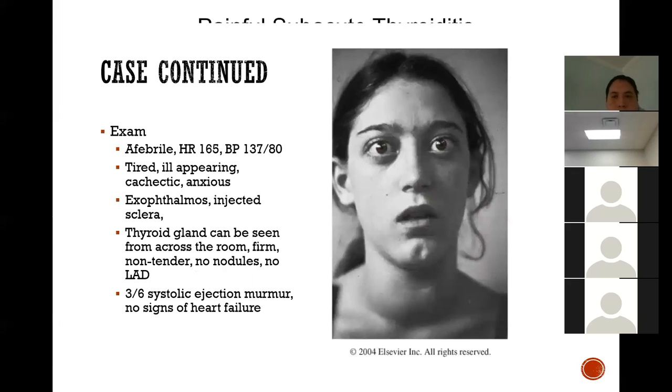On the thyroid gland, you can see it. I mean, it's just a beautiful butterfly thyroid gland right across the room. You can see it poking out. It's very firm, which is very common for Graves' disease. Usually symmetric, usually non-tender, and usually you're not going to feel any nodules or lymphadenopathy either. She also was noted to have a systolic ejection murmur, but no pedal edema in her legs.